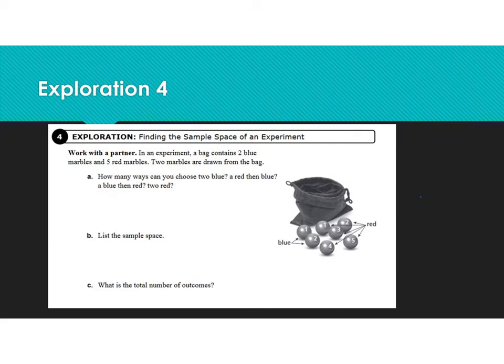Let's jump to exploration 4. So here we have a bag of marbles. It has 2 blue and 5 red. And we're going to draw 2 marbles from the bag. Now look and see that the marbles are numbered. So you have blue 1, blue 2, and red 1, 2, 3, 4, and 5. All right, so first it says, how many ways can you choose 2 blue marbles? How many ways can you choose a red and a blue, or a blue and a red, or 2 red?